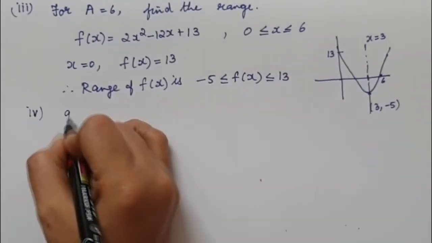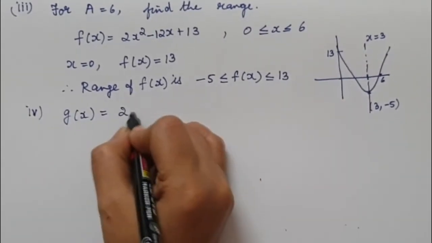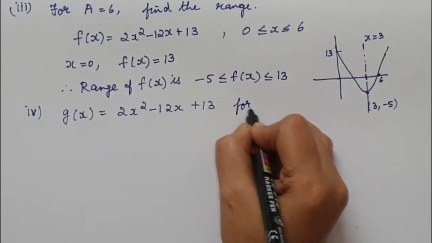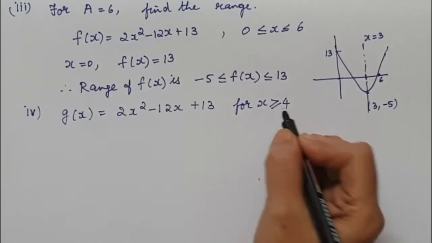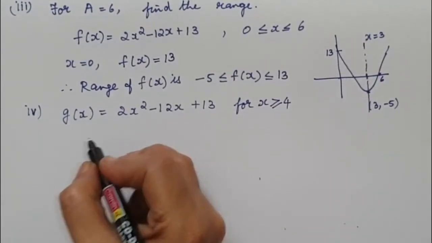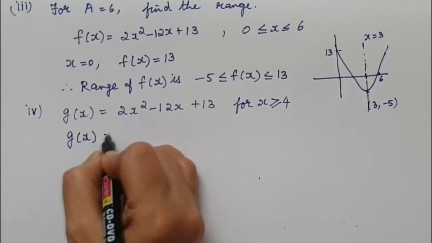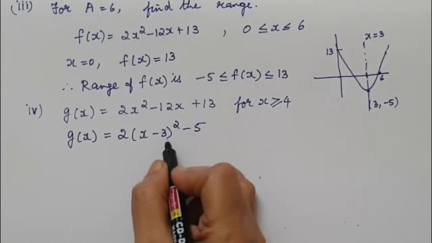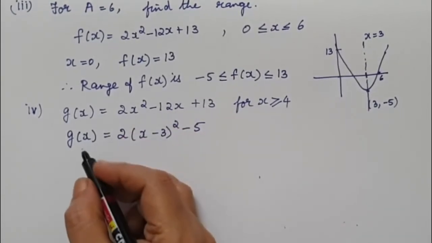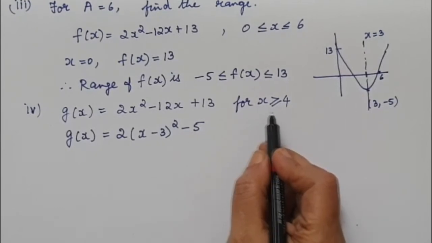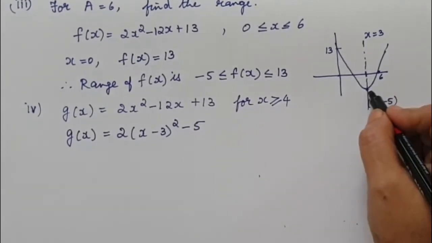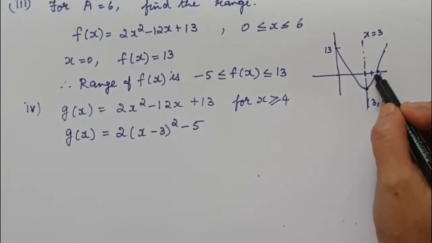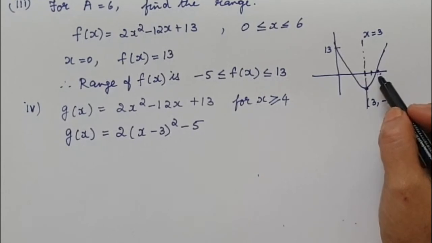The fourth part, g of x will be equal to 2x squared minus 12x plus 13 for x greater than or equal to 4. Now we have changed our domain over here. So when we write this, g of x will be equal to 2 into (x minus 3) the whole square minus 5. This is the same expression as we had for f of x. Now our domain is x greater than or equal to 4. So this is our 3, 4 is over here. All these values x takes. x is greater than or equal to 4.